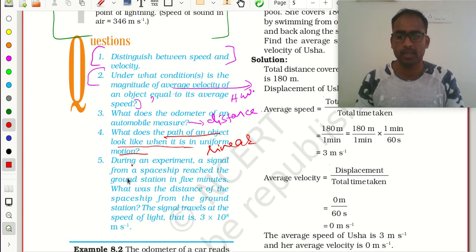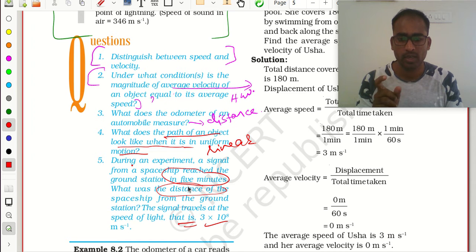During an experiment, a signal from a spaceship reached the ground station in 5 minutes. What was the distance of the spaceship from the ground station? The signal travels at the speed of light. You can calculate here. You know the total time taken, and you need to find only the distance, and you know the speed of light. Just we need to calculate the distance.